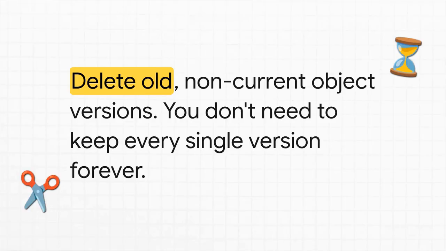Policy number 3 kind of takes that same idea about managing versions and just takes it one step further. And that is to delete old, non-current object versions. Look, while keeping some history is smart, you probably don't need to keep every single version of a file forever. This rule lets you say something like, hey, go ahead and delete any non-current versions that are older than, say, 180 days. It's a great way to keep your storage growth from getting out of control.